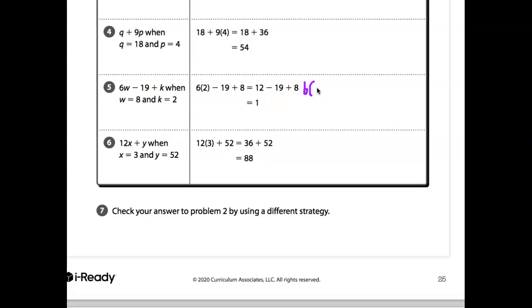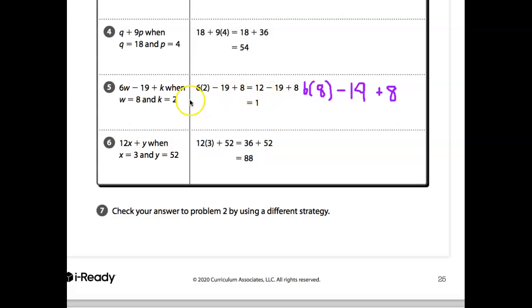6 times, okay, w is 8, not 2. So we can see right away that they did that wrong because they put the wrong value in for the variable w, and then minus 19, oops, plus k, and they put 8 in for k.